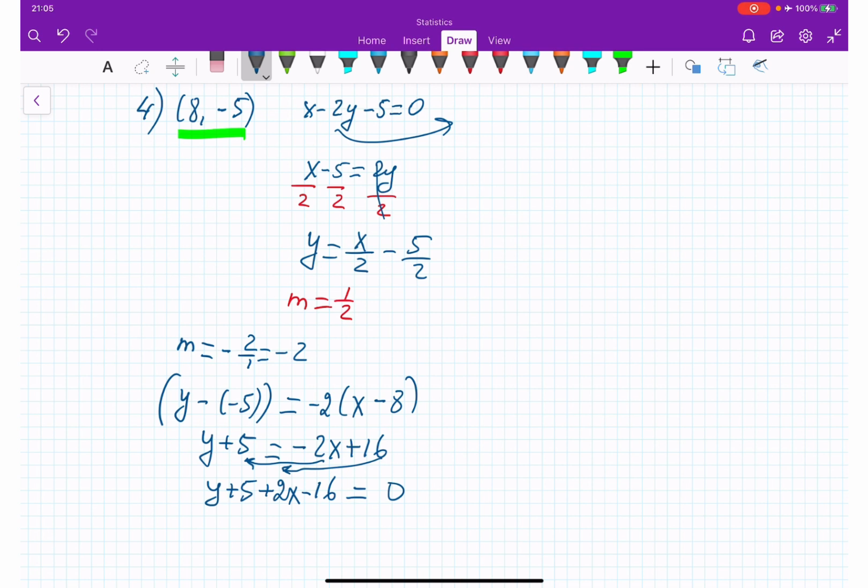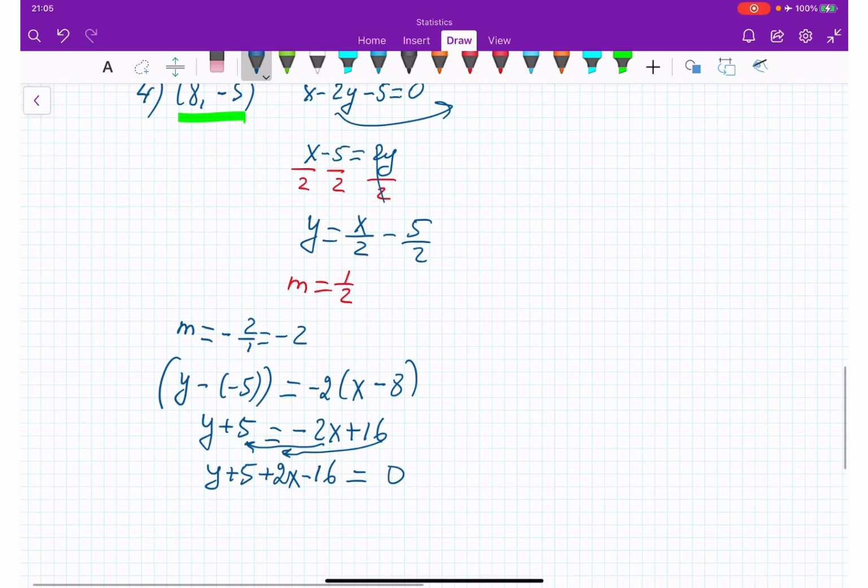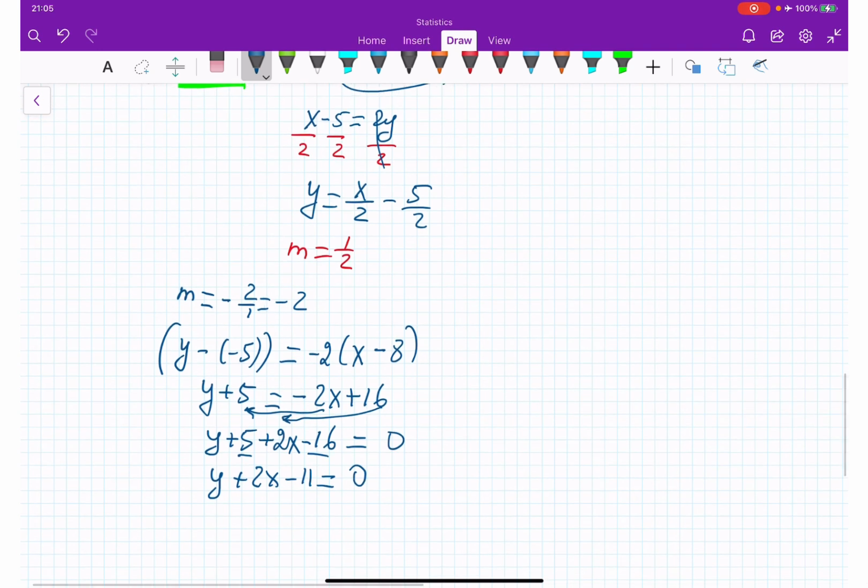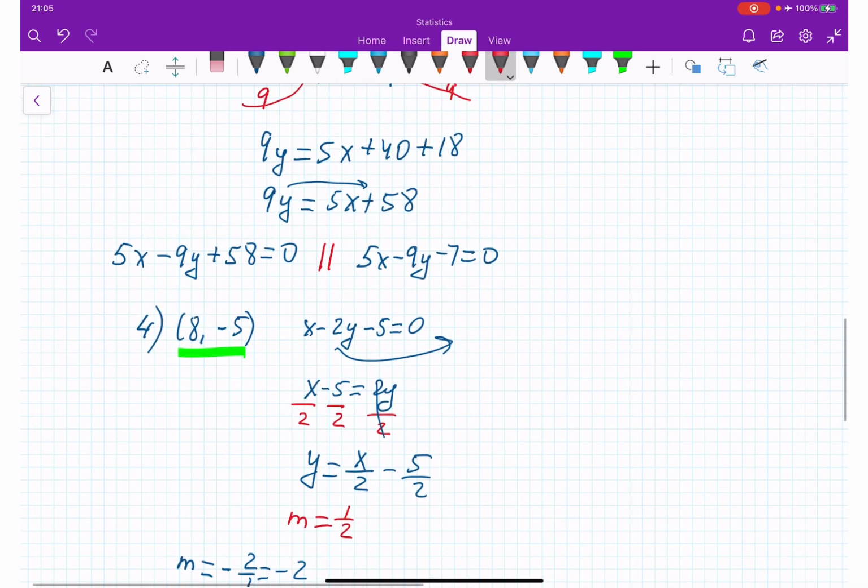And we are getting y, like terms, it's going to be negative 11, right? y plus 2x minus 11 equals 0. So which means y plus 2x minus 11 equals 0 is perpendicular to the equation.